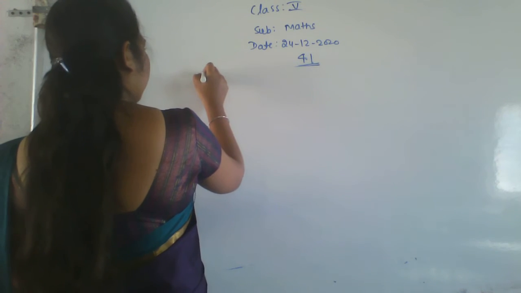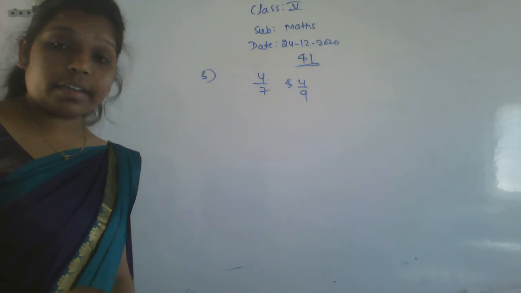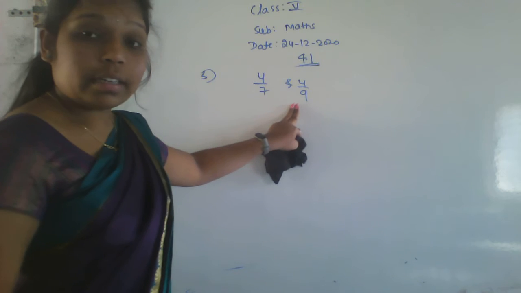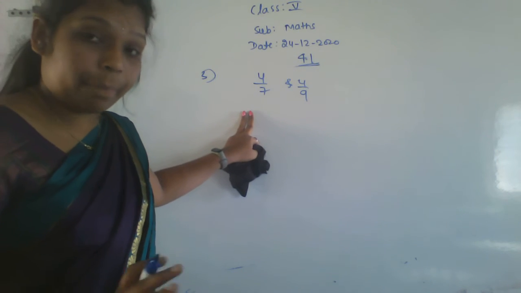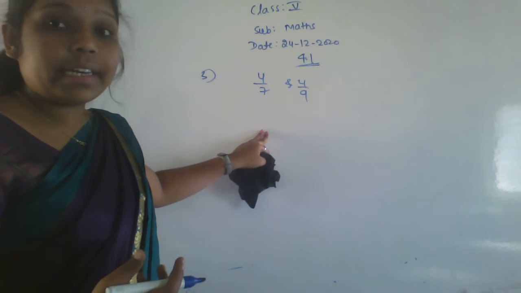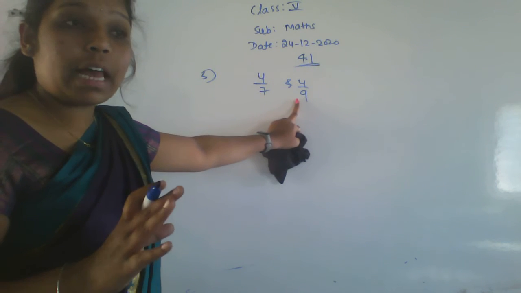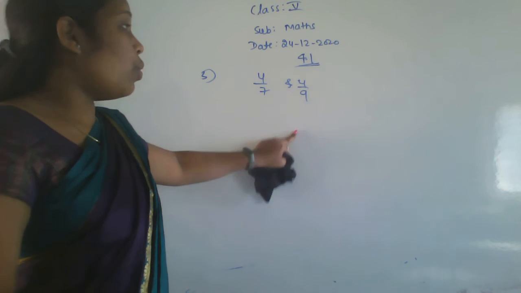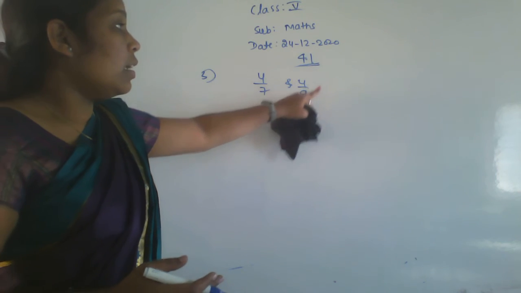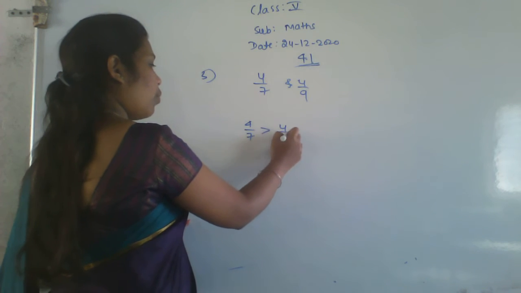What is given here? The fifth one is 4 by 7 and 4 by 9. I told you, whenever the numerator is the same, just observe the denominator and compare. Here the denominators are 7 and 9. In 7 and 9, which one is greater? 9 is greater. But whenever we take a reciprocal of that number, 9 is in the numerator, but here 9 is in the denominator. For that reason, its value decreases. So 9 is greater means here 9 is in the denominator. That's why this value will become smaller. So here 4 by 7 is greater than 4 by 9.